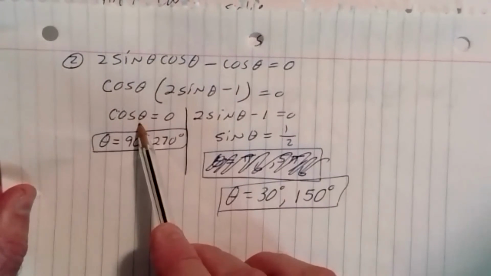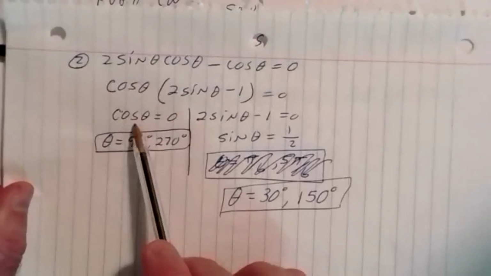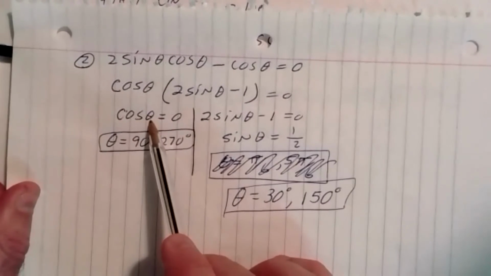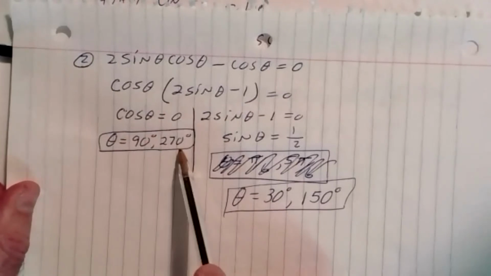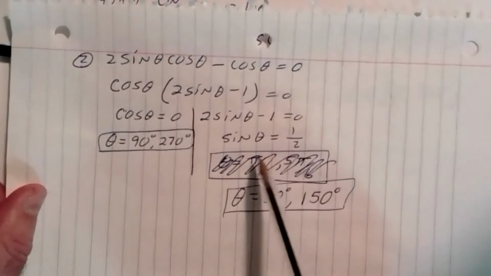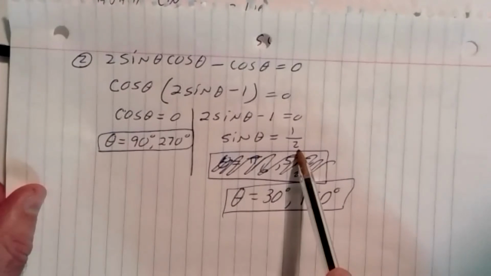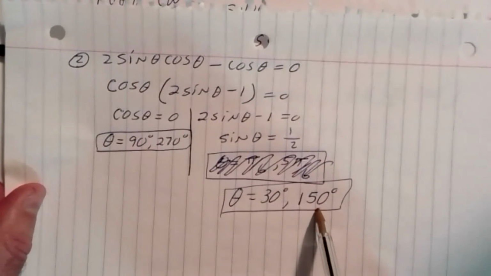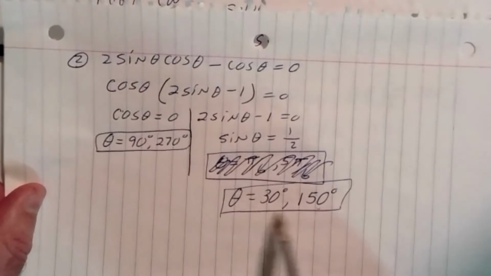And then we have 2 simple trig equations to solve. This one is very simple. The cosine of what angles gives you 0? Well, that'll be 90 degrees and 270 degrees. After simplifying this equation down, we get it down to sine theta is equal to 1/2. Well, that occurs when theta is equal to 30 degrees and 150 degrees. These are all your solutions to that trig equation.